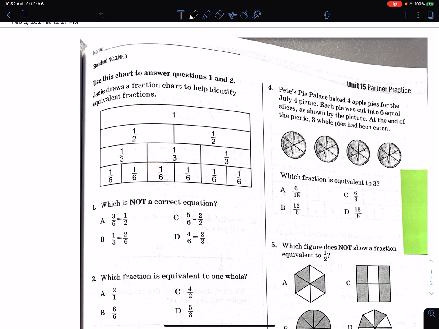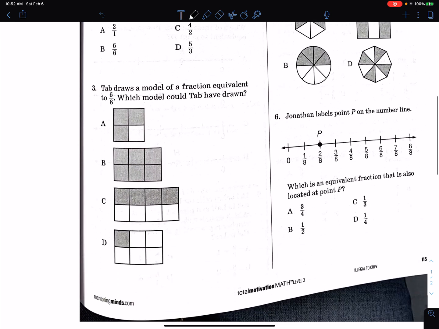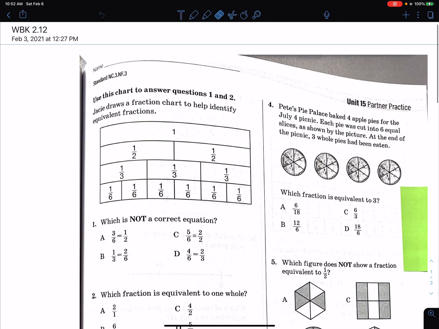Today you are going to need your workbook. Okay, we are going to be on page 115 and I'm going to work through the first two or three problems with you today in this video, and then you are going to complete the rest of 115 and page 116.